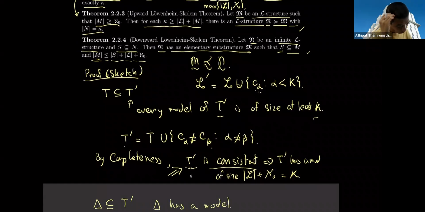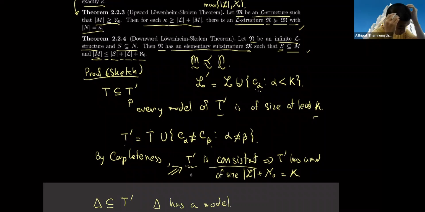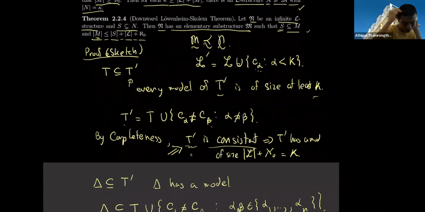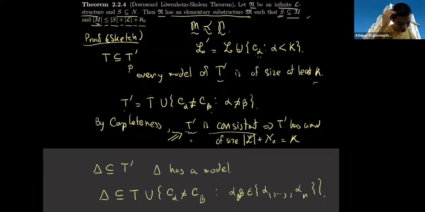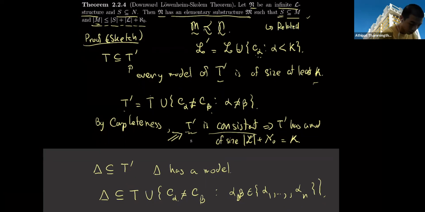Okay, so that's the idea of the Löwenheim-Skolem theorem. And actually, the Löwenheim-Skolem theorem is related to Skolem's paradox, which is related to set theory. So, okay, it's related to Skolem's paradox. So let me just put it that way. Paradox.